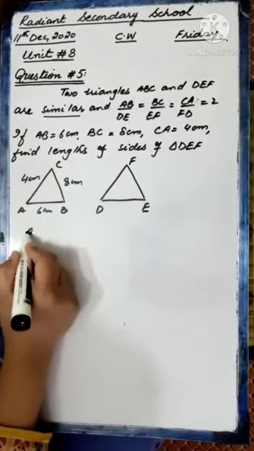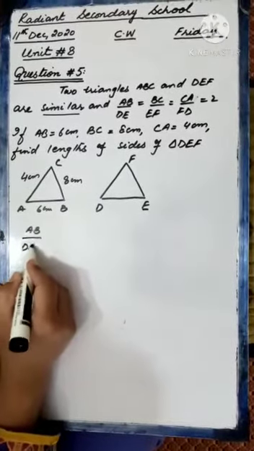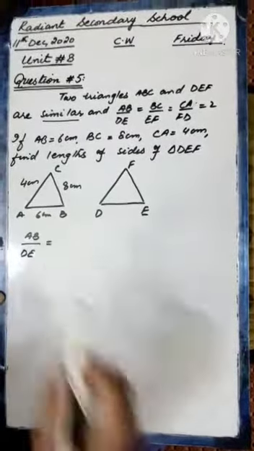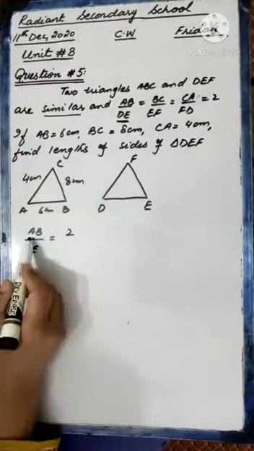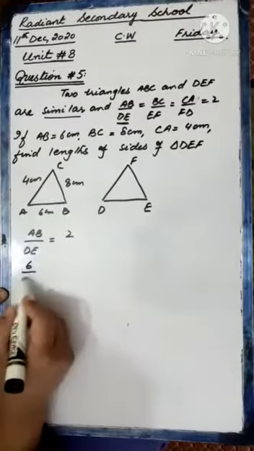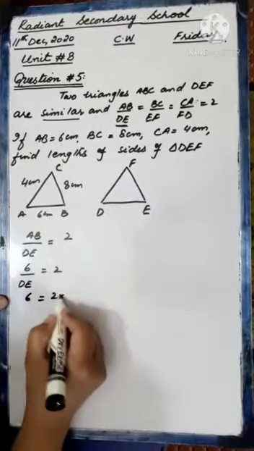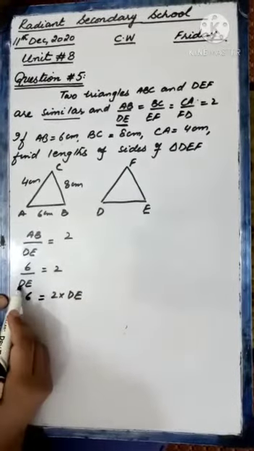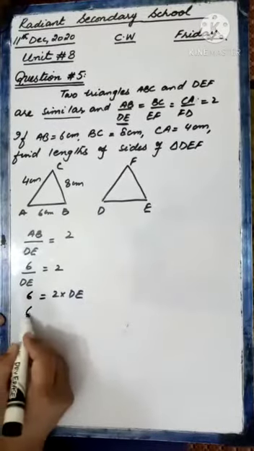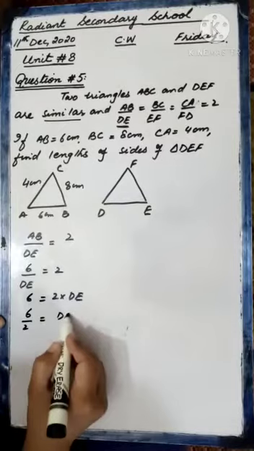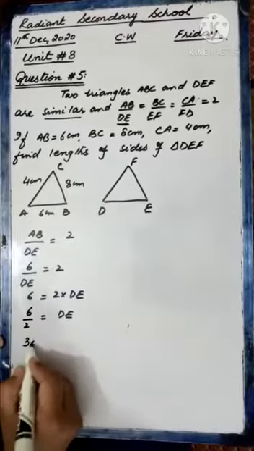Starting with this side AB, what will be the ratio? AB ratio DE. And in the question it is given AB ratio DE is equal to 2. What is the value of AB? 6 cm divided by DE is equal to 2. Here it is dividing, so on the other side it will be multiplied. Now 2 is multiplying with this, so 2 will be divided into 6, because we have to separate this DE, we have to find this value. Now it will be equal to 3 centimeter.